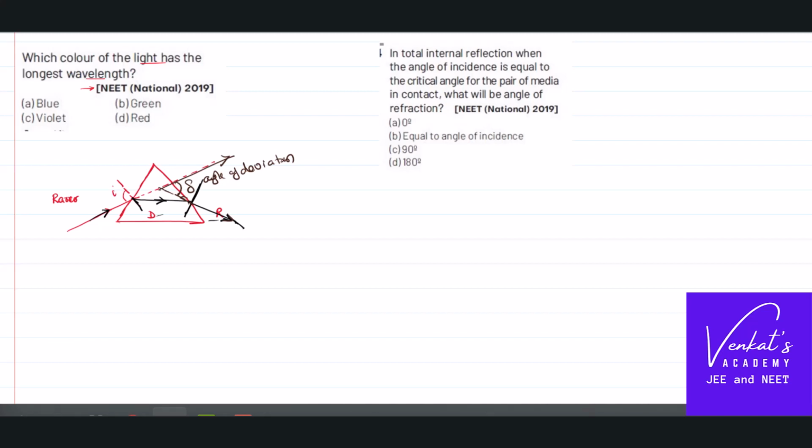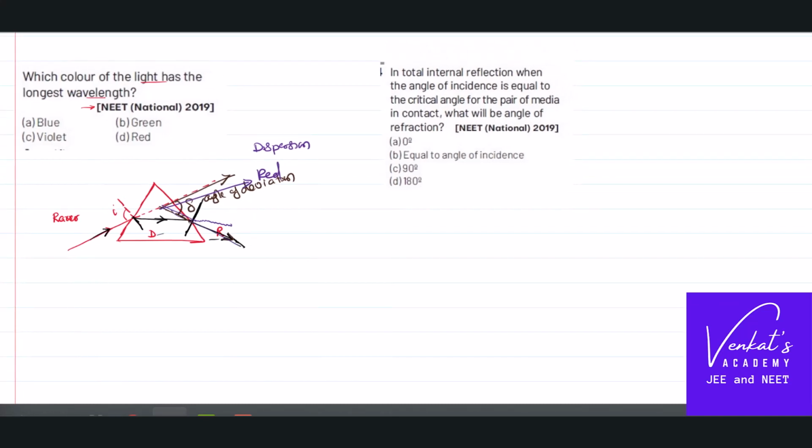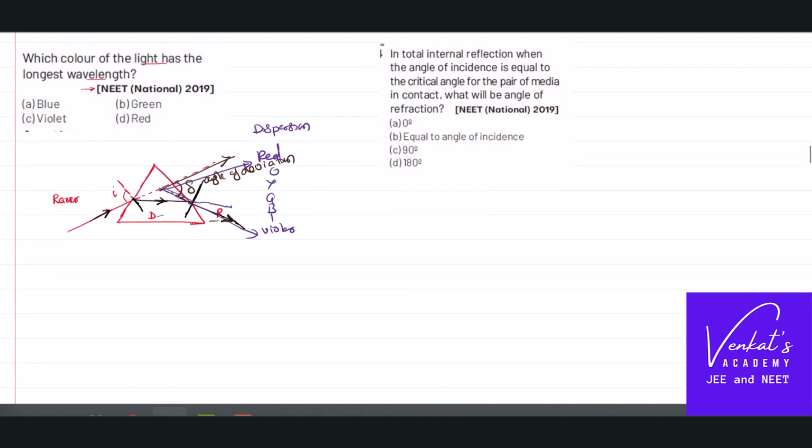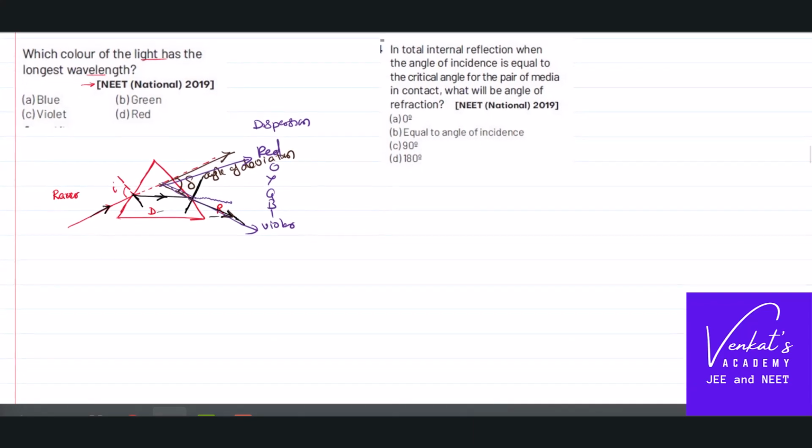So white light, while passing through this prism, splits into different colors, and that phenomenon is called dispersion. Among them, the least deviated is red, and the most deviated is violet. In between we get the other colors. That's how a rainbow or a color spectrum is formed.